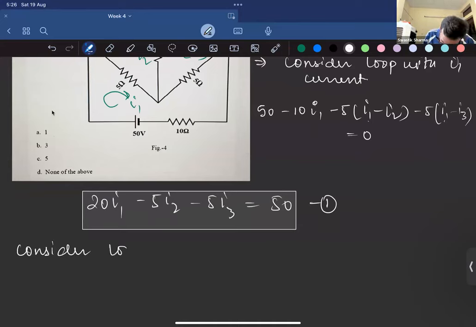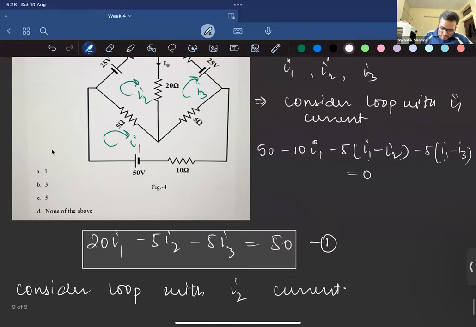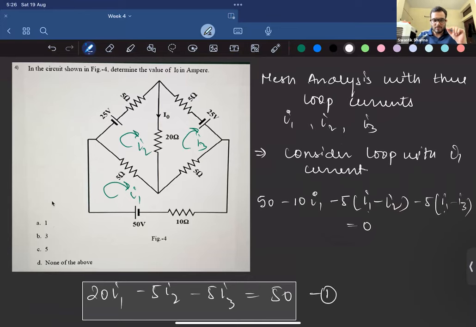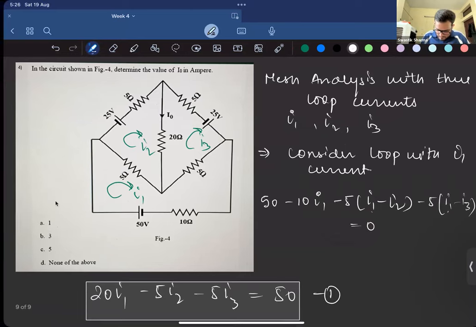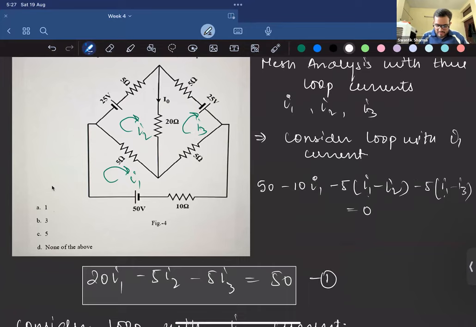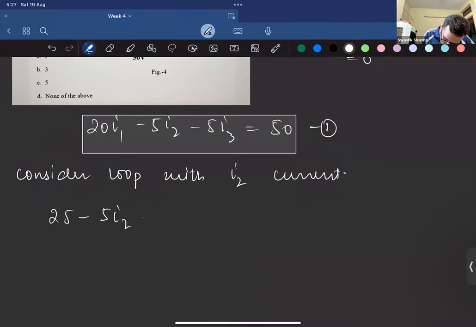Consider the loop with I2 current. For this loop, a similar equation can be written: 25 minus... You can take a screenshot of this and write the equations yourself, since you may be having difficulty writing them. I'll just write this equation. It would be 25 minus 5 I2 minus 20 (I2 minus I3) and minus 5 (I2 minus I1). It's correct, right?